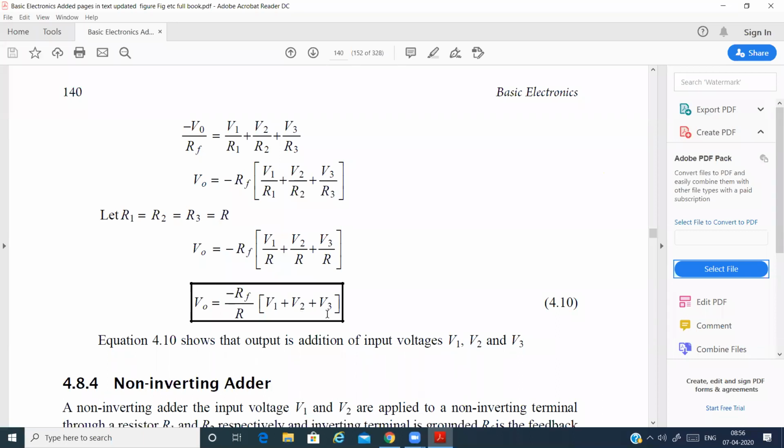So here, what is V1 plus V2 plus V3? This is our input. What is RF by R? This is our gain. Why this negative? Why do we have this negative symbol, Sudeep? Can you repeat it? What does this negative symbol indicate?